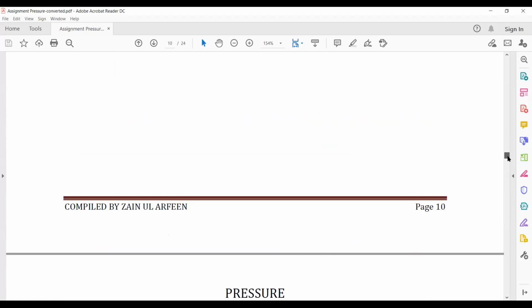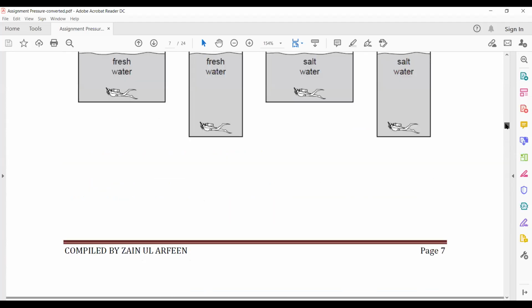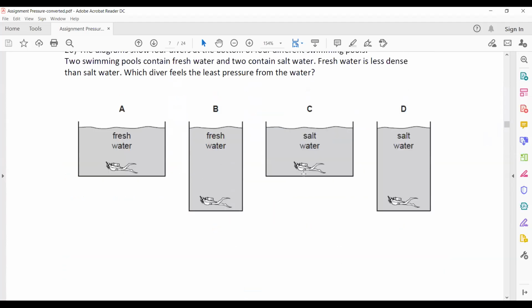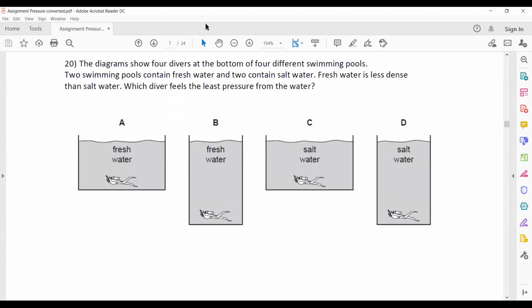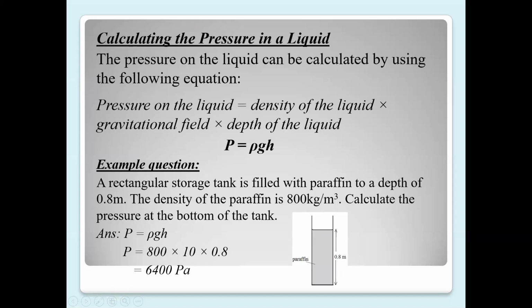Because they asked for least pressure, salty water is having a high density. So salty water will contain more particles above the diver. That's why divers experience greater pressure in salty water, as compared to, the question was least pressure, not highest pressure. Is the concept of the pressure exerted by the liquid clear?